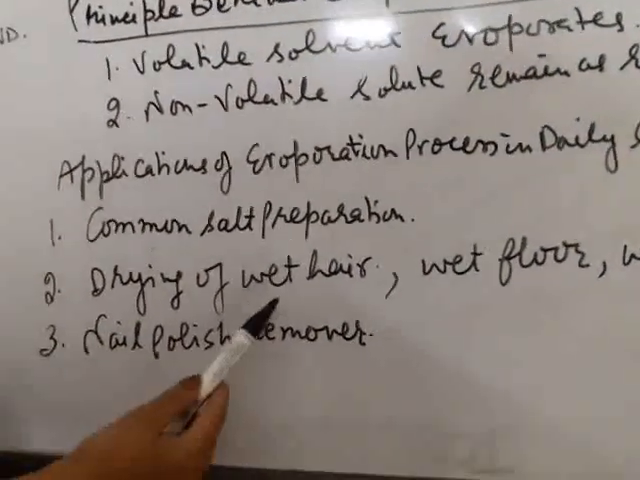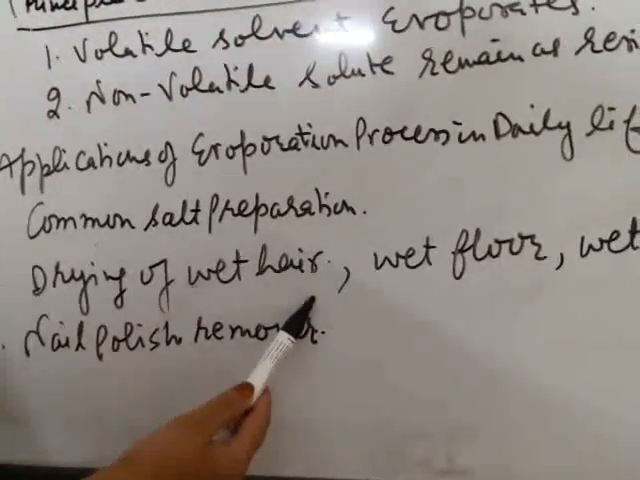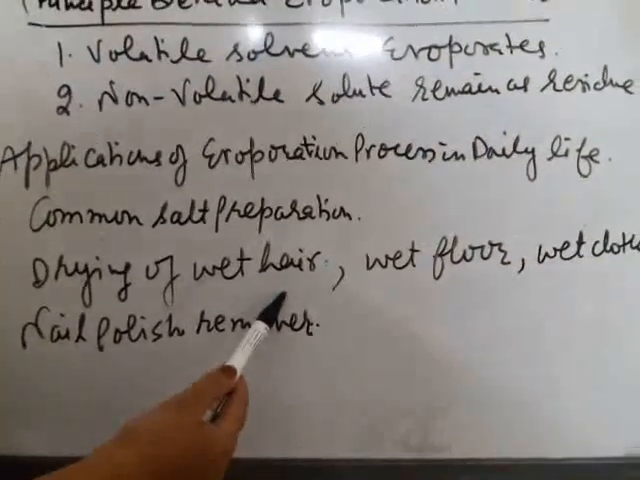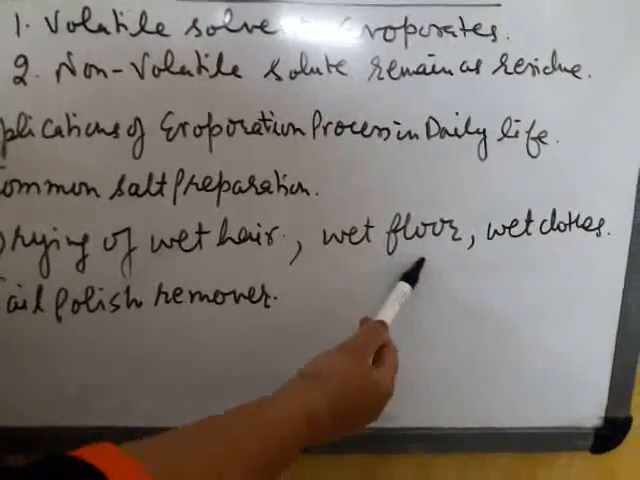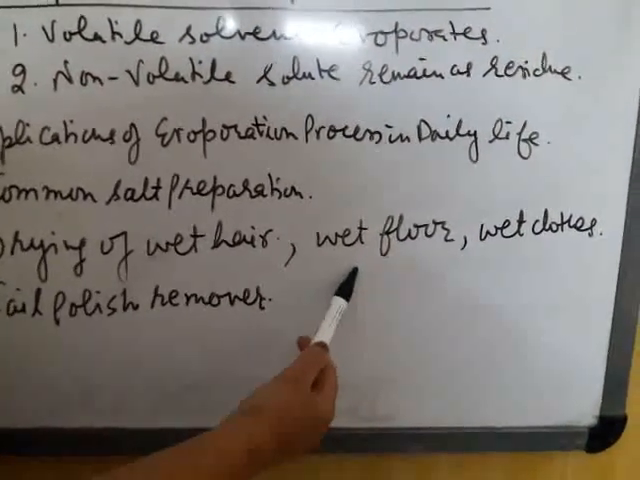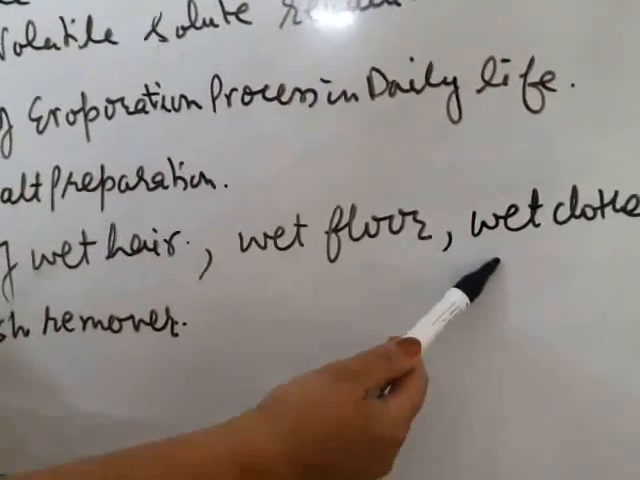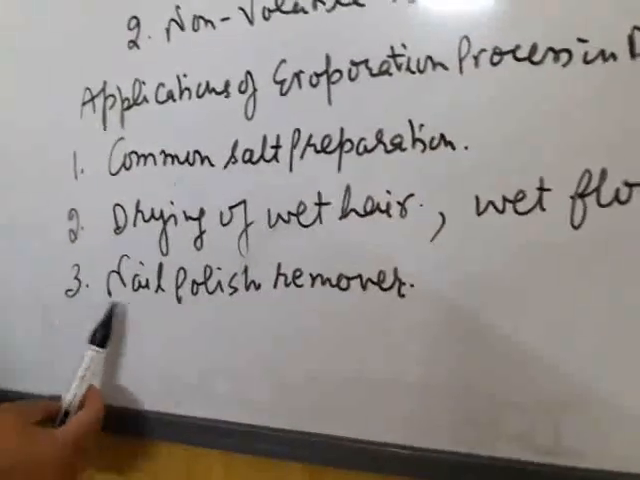Then drying of wet hair. When your hair is wet, the volatile substance is water, it will evaporate and the non-volatile substance will remain. Wet floor, the volatile substance is water, it will evaporate. Wet clothes, the volatile substance is water, it will evaporate and the non-volatile substance will remain.